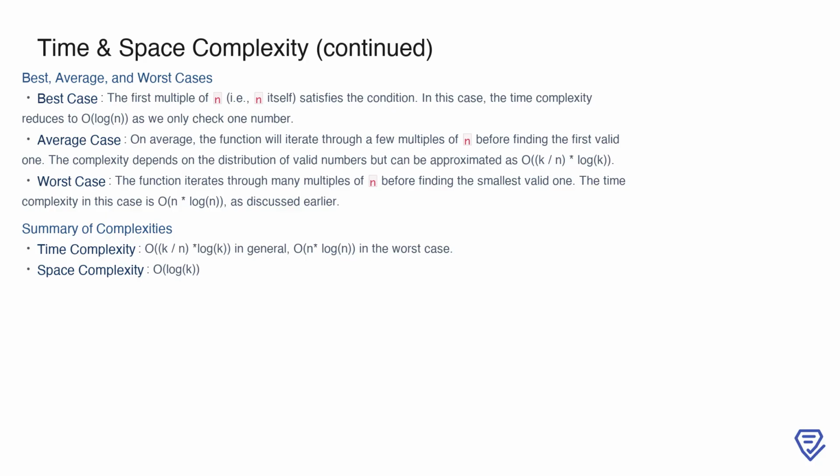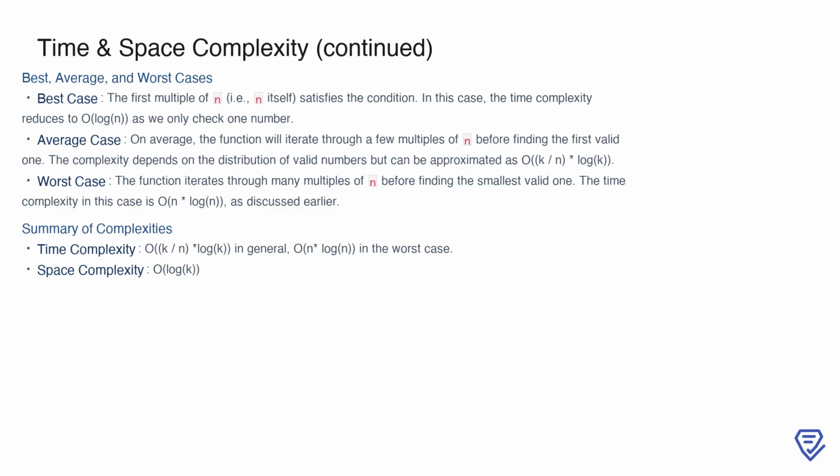In the average case, the function typically iterates through several multiples of n before finding a valid one. The exact complexity depends on the distribution of valid numbers but can be approximated as O(k/n * log k).